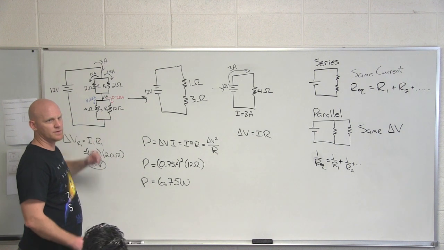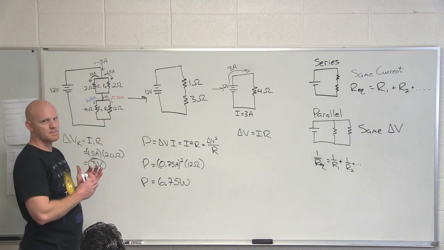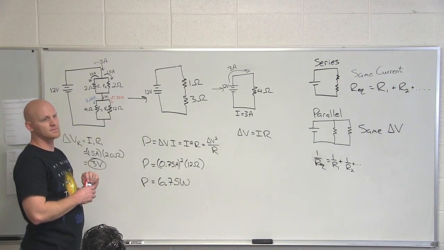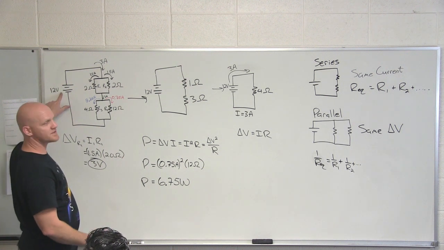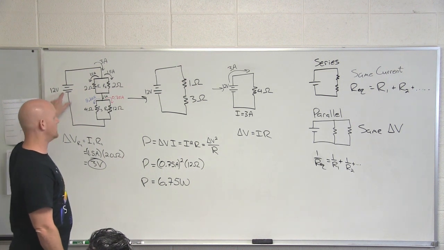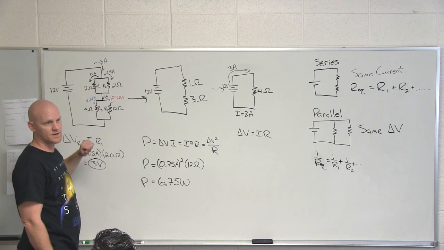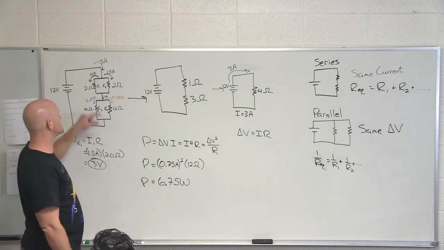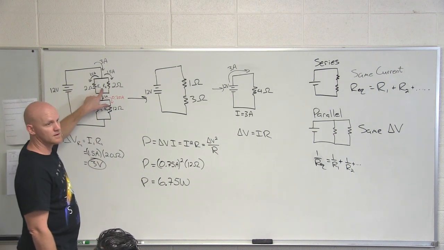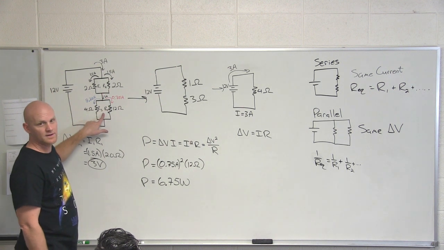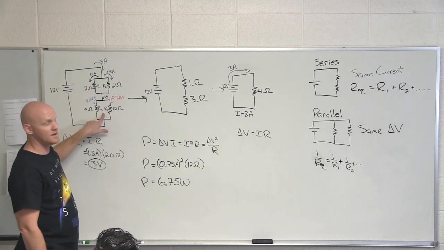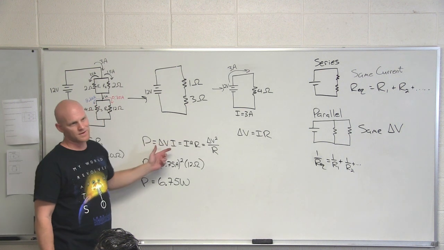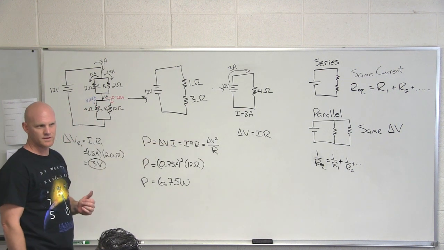What's the voltage drop got to be? Well, what's the voltage increase at the battery? 12. What's the total voltage drop across this have to be? 12 as well. So what was the voltage drop here? 3. What's the voltage drop here got to be? 9. Cool. So we said a minute ago we didn't know delta V, but we really could have known it pretty quickly if we wanted to.